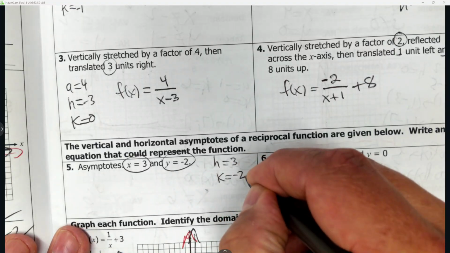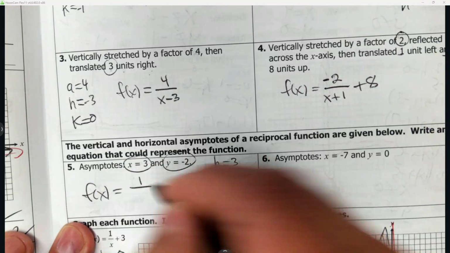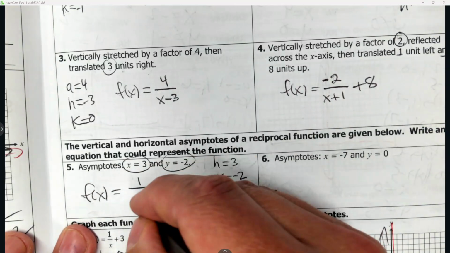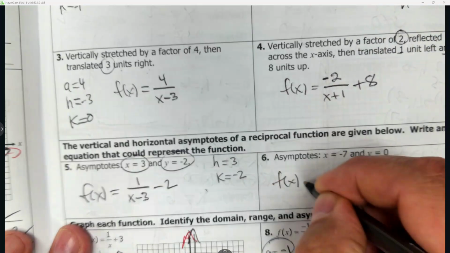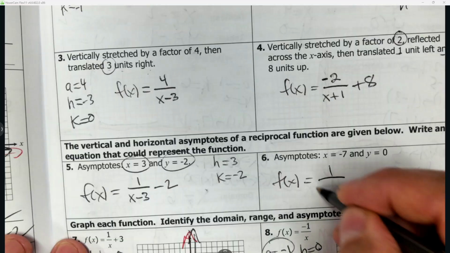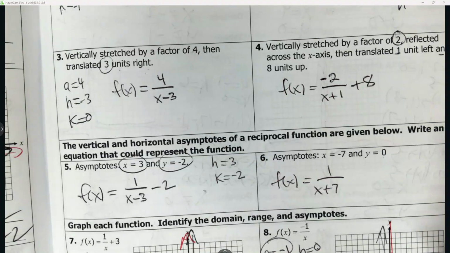So if you think of h, k, that's what it would look like. There's no reflection or stretches, so it's just going to be 1 over. And if I have one at 3, you change it, opposite number, and then the same number. Same thing here. So x equals, it's going to be the opposite number, and then the same number. I don't need to go plus 0 at the end, and it's done.